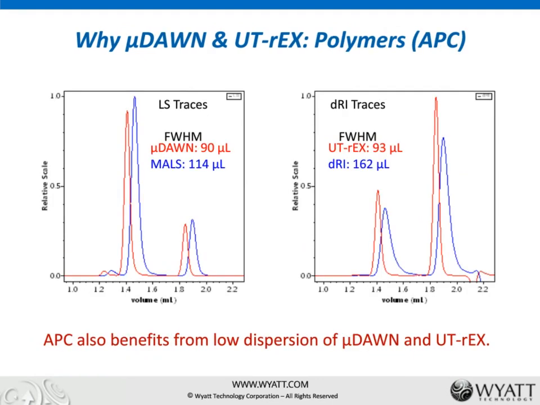The example from a mixture of polystyrenes on an APC column told us the same story. So same MicroDAWN and UT-REX traces are in red. The standard MALS and standard DRI traces are in blue. From the left, we can see the dispersion from MicroDAWN is 90 microliter, and from MALS is 114 microliter. And when those peaks migrate to the downstream RI detector, UT-REX saw 3 microliter increase. The standard DRI detector saw a 48 microliter increase. So it's consistent with what we just saw on the protein example.